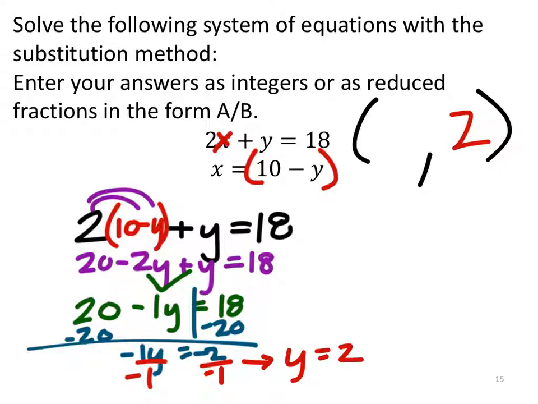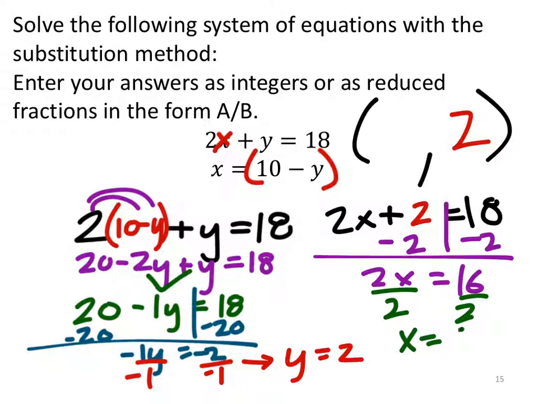Let's say that we didn't notice that second one would make it really easy, and we just wanted to do it on the first one. I'm not doing it to be a jerk, all right? I just want to show you that it still works, okay? So 2x plus y equals 18. And we know the y value is 2. And we'll just solve for the x value on this thing. And we get x equals 8.